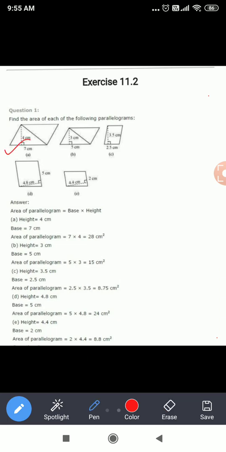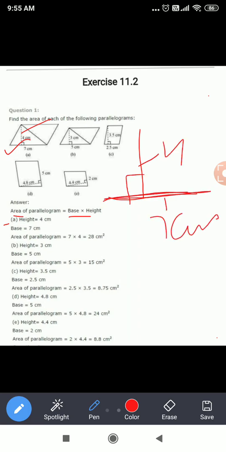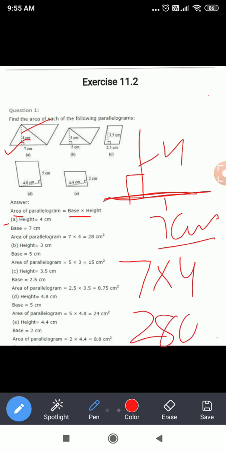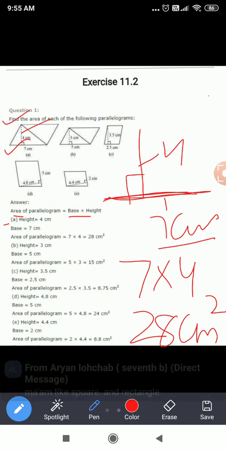For the first figure, area of parallelogram will be base into height, we know. We can see that this is the height, this is 4 centimeter. And this height is on this side, which is 7 centimeter given. So base will be 7 centimeter. Base multiplied by height will be 7 into 4, that is 28 centimeter square. So for the first figure it will be 28 centimeter square.